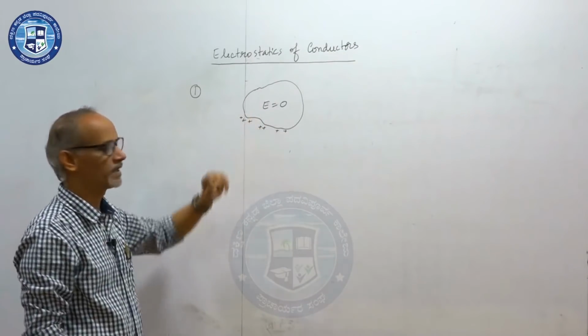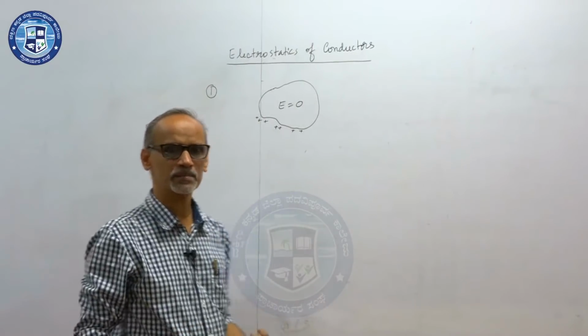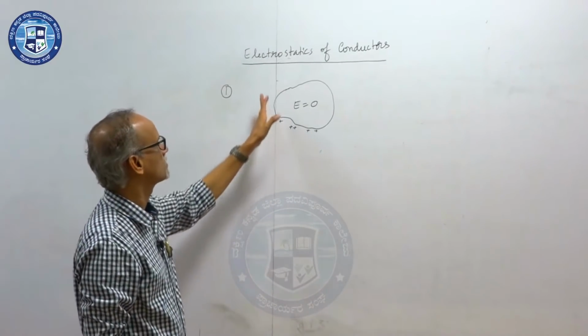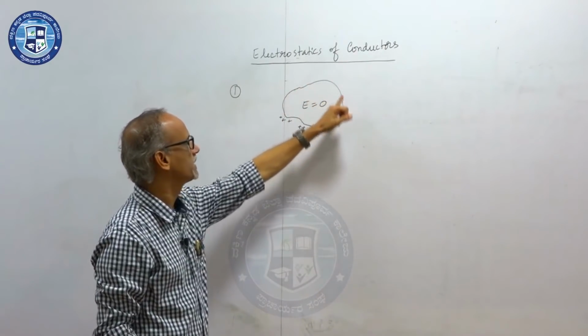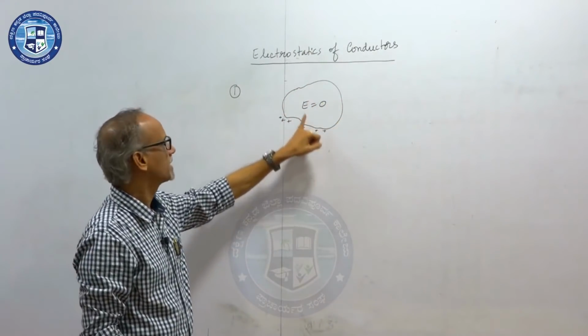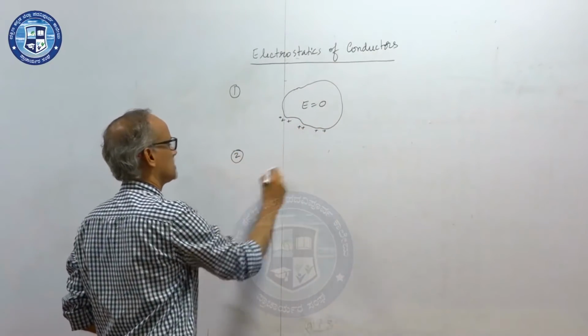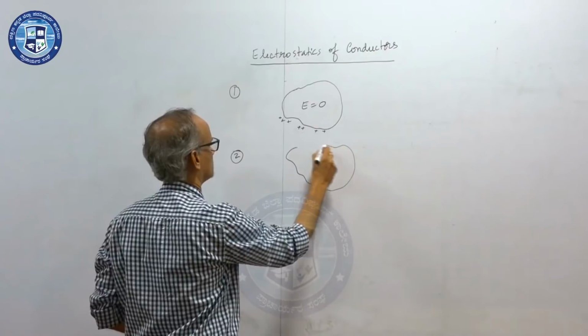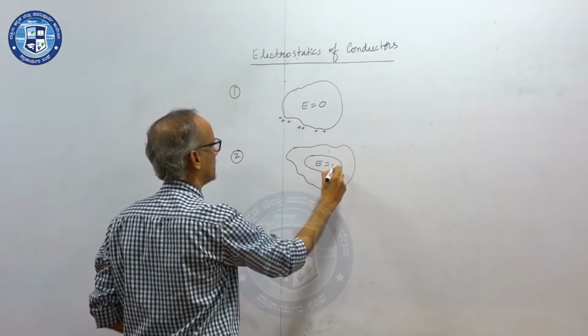We have proved in the case of a spherical shell that E is 0 using Gauss theorem, but that is valid for a charged conductor of any shape. These charges in static equilibrium get rearranged in such a way that the electric field inside is 0, and this is true even if there is a cavity, where electric field is always 0.